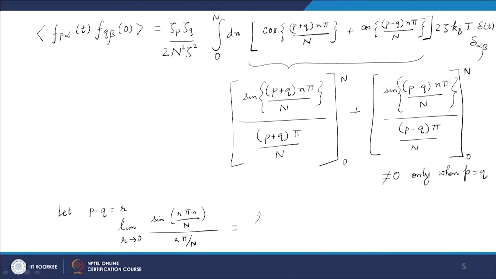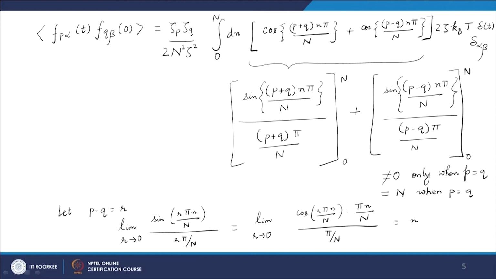So, this is equal to divided by pi by n. This will be equal to n because cos will become 1 and we have cancellations here. So, between the limits 0 to n, this becomes equal to capital N when p is equal to q.